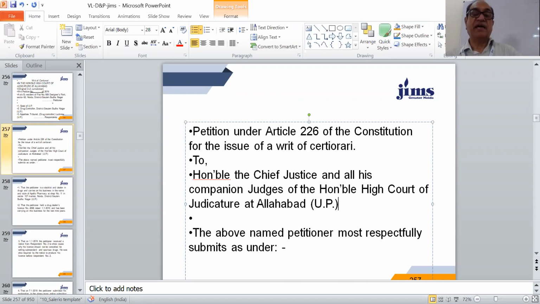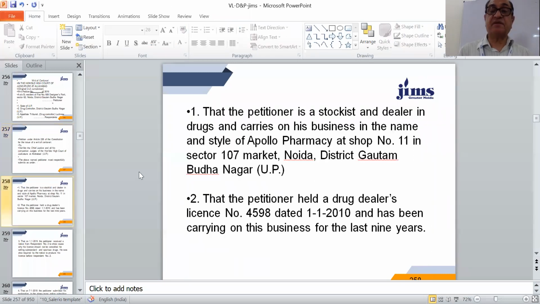Now, the actual drafting of the facts comes after this line. In the next para you will write: the above named petitioner most respectfully submits as under. Now, what is your submission? You will draft all the facts one by one in different paragraphs, and all these paragraphs are to be numbered serially, consecutively 1, 2, 3, 4, 5, 6, like this.